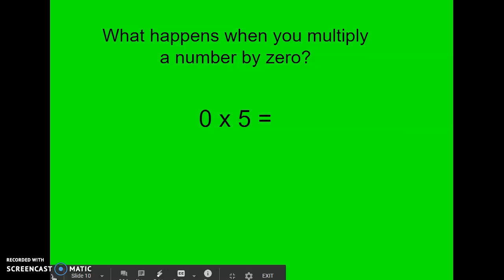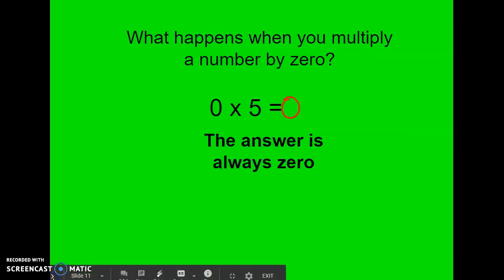Okay, so 0 times 5. The answer is 0. If you multiply a number by 0, you're always going to get 0, okay? Because if you've got 0, 0 means nothing. If you multiply it by 5 and you haven't got anything, the answer is still going to be 0. So just remember that if you multiply a number by 0, it's always going to be 0. So 0 times 10 will be 0. 0 times 5 times 2 will be 0. 5 times 0 will be 0. The answer will always be 0.